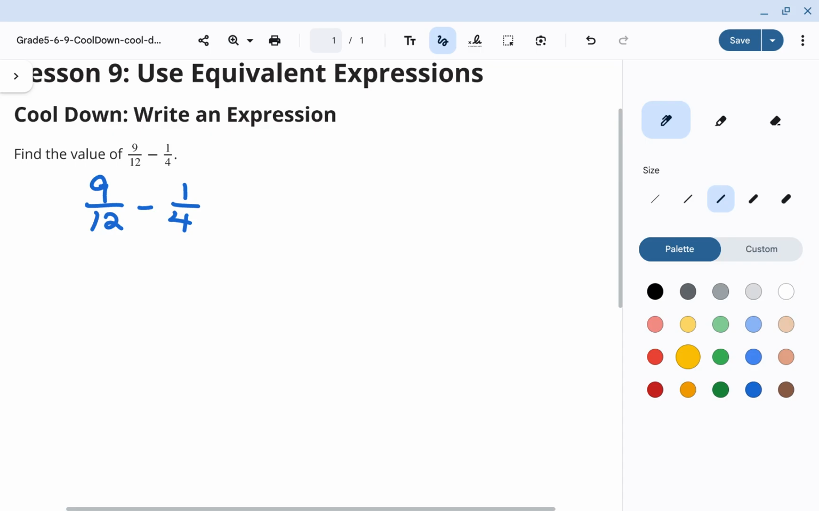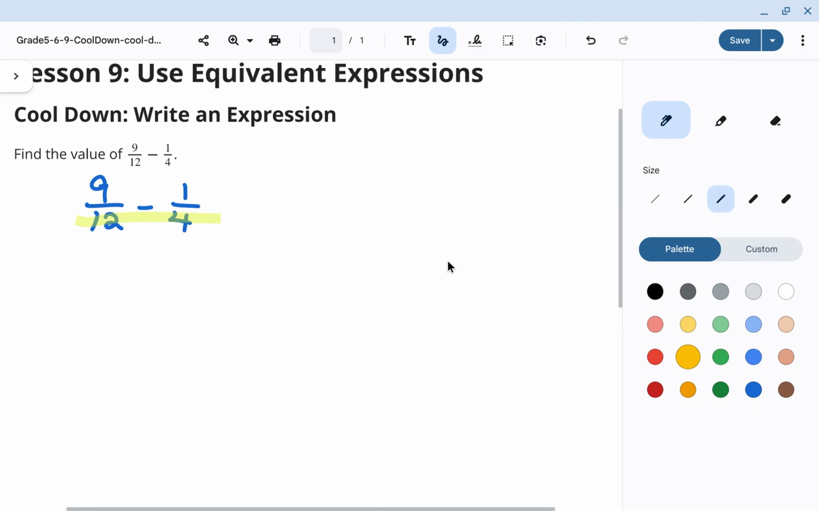So the first thing I have to stop and consider is that I do not have the same denominator. We must have the same denominator in order to subtract, but right here I don't have the same denominator. I have a 12 in my 9/12 and a 4 in my 1/4. So I have to stop and consider what I should do in order to continue.